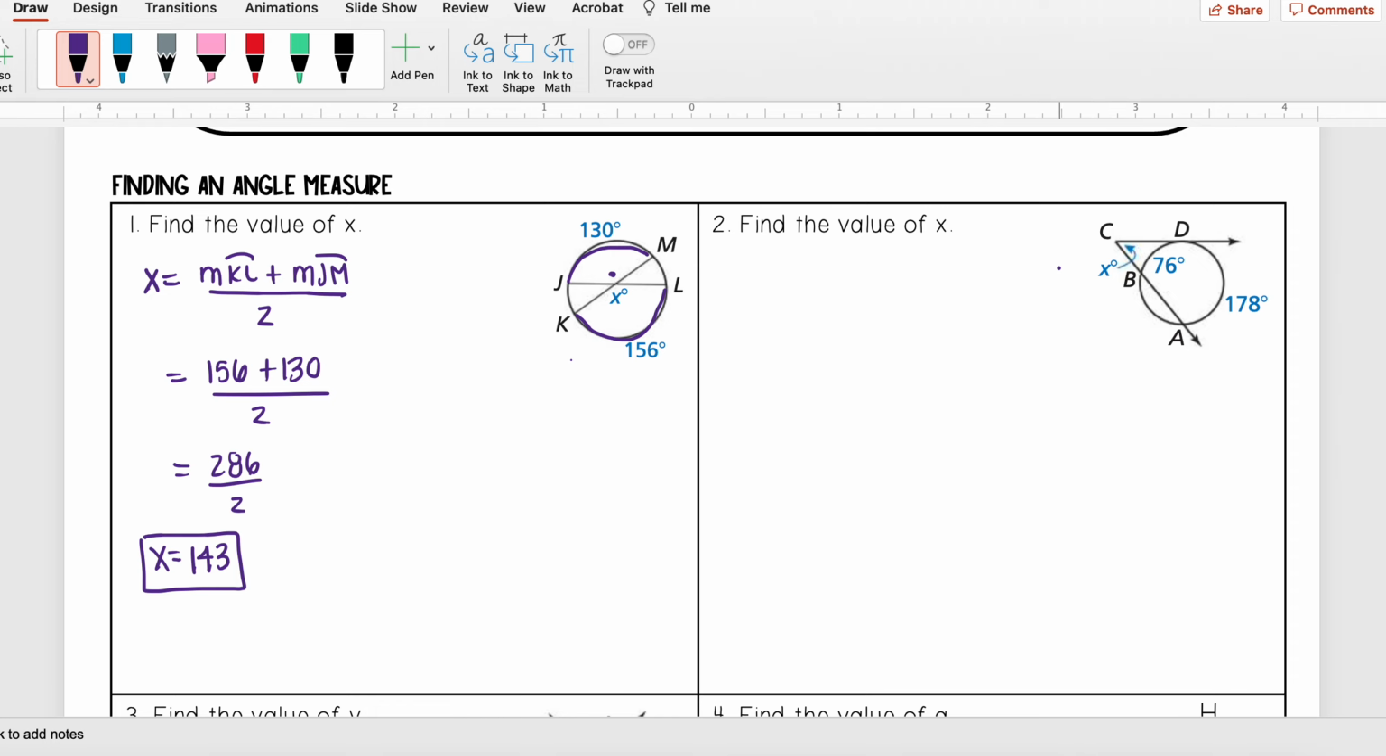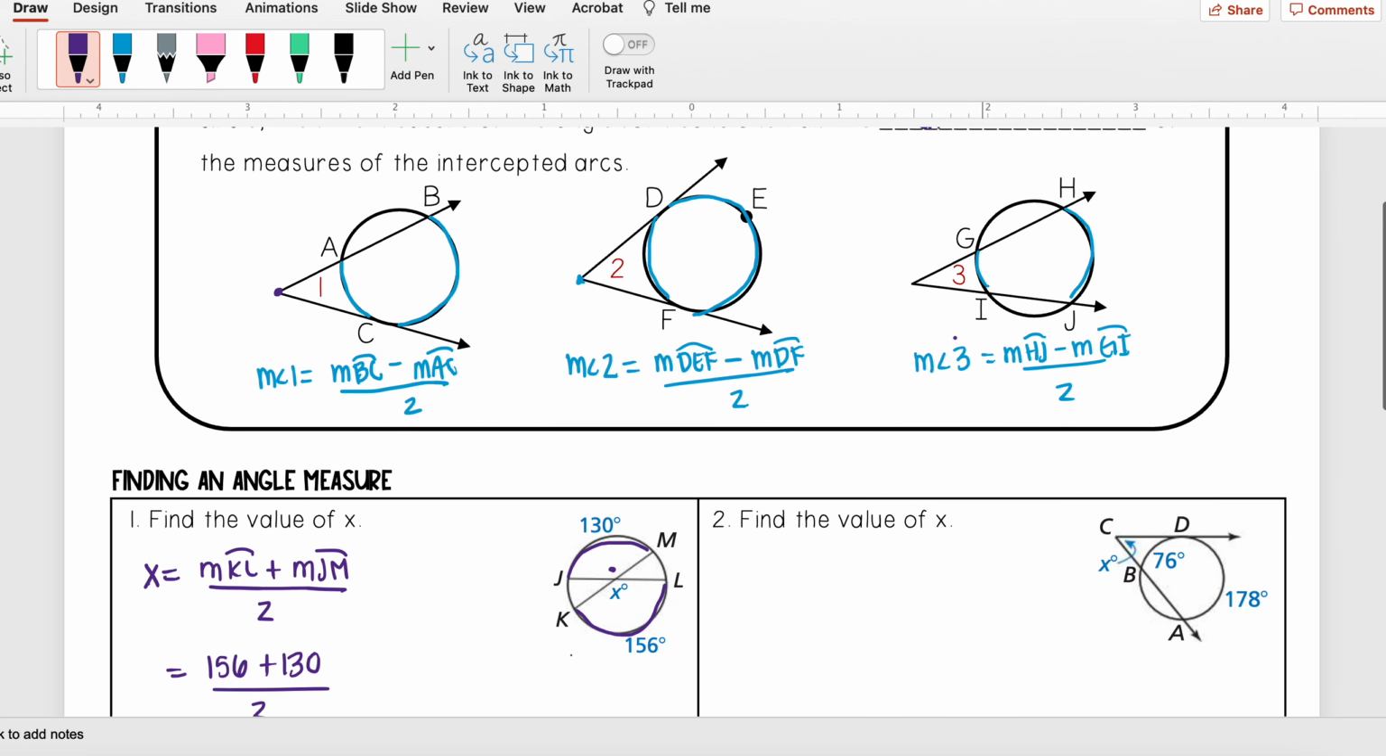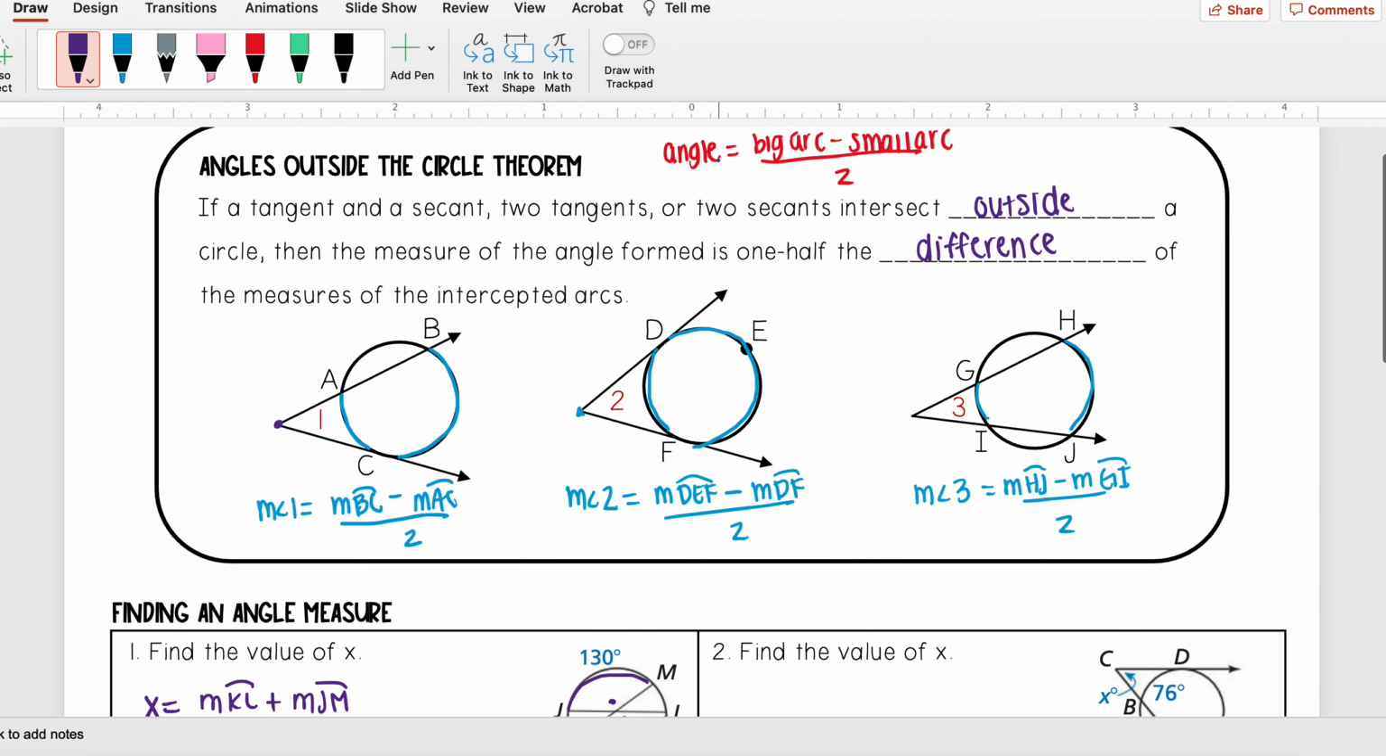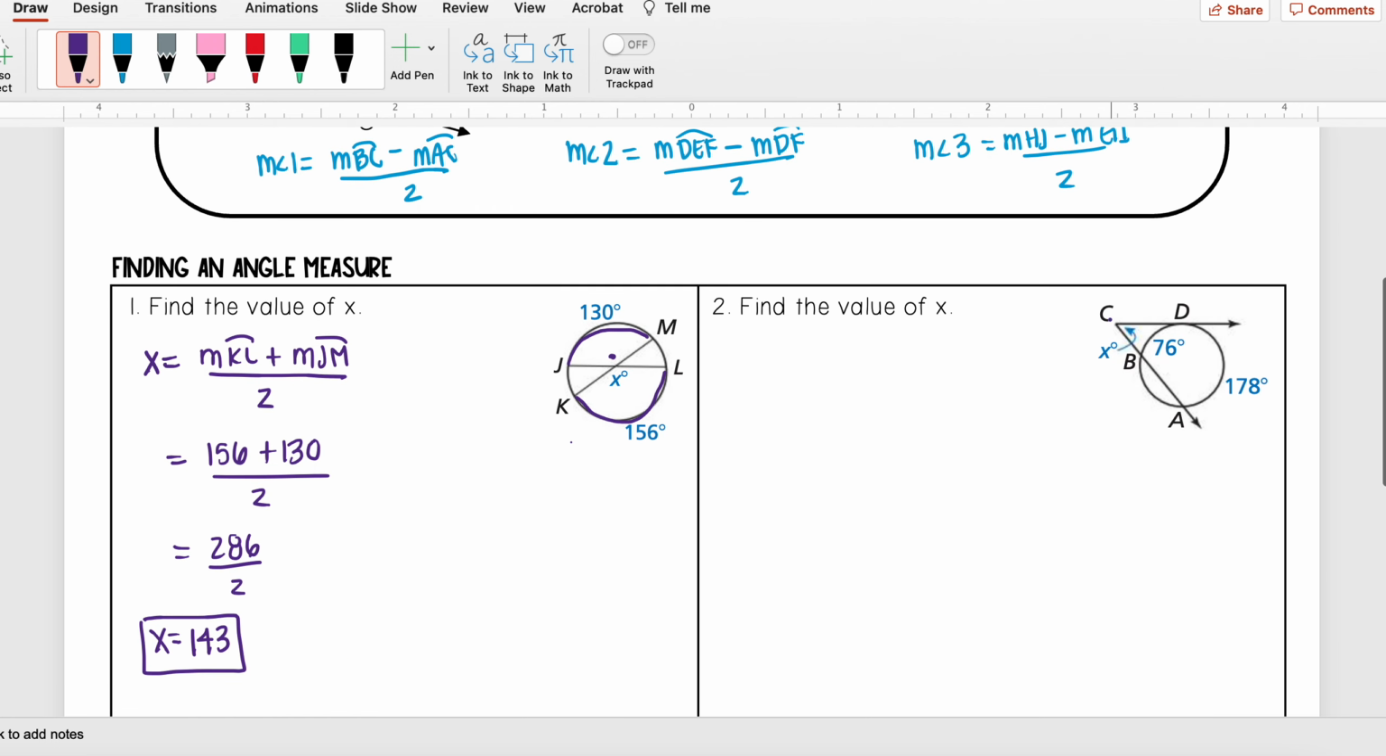Okay, now looking at number 2, I see that this angle is outside the circle, so I want to use these equations here. And what we learned, as just an overview, is that the angle is going to equal the big arc minus small arc divided by 2. So my angle C, which is x, is going to equal my big arc, 178, minus my small arc, 76, divided by 2. 178 minus 76, I get 102. And so that means that x is equal to 51.